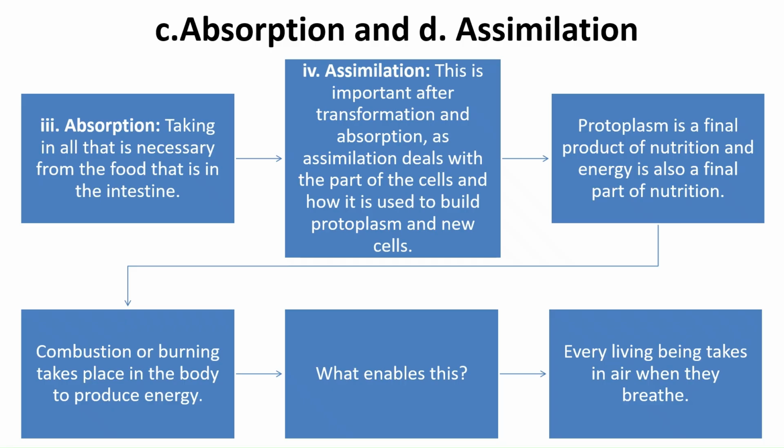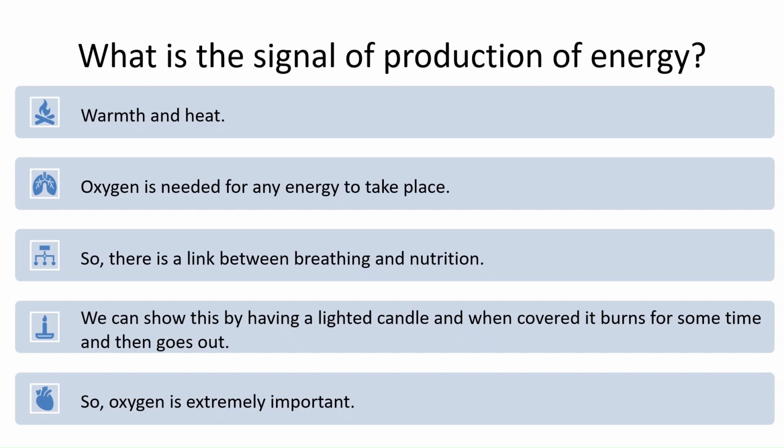What enables this? Every living being takes in air when we breathe. What is a signal of production of energy? Warmth and heat. Oxygen is needed for any energy to take place. So there is a link between breathing and nutrition. We can show this by having a lighted candle, and when covered it burns for some time and then goes out. So oxygen is extremely important.